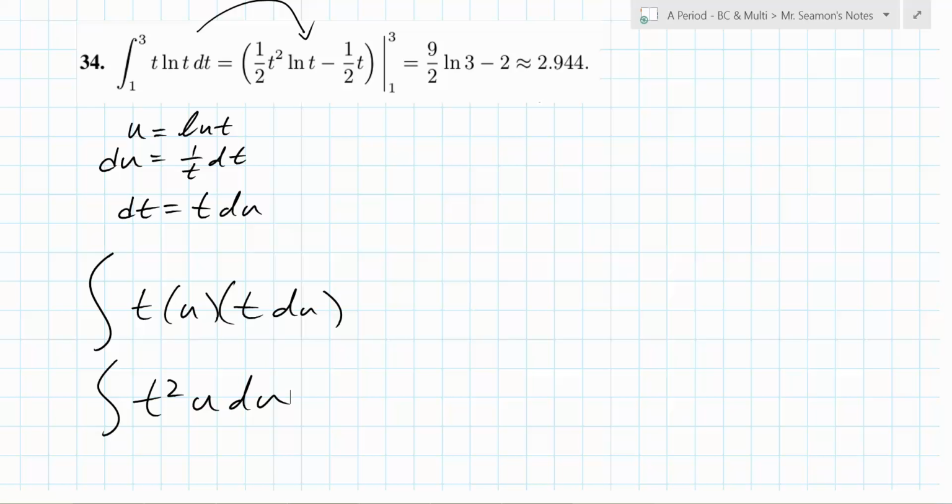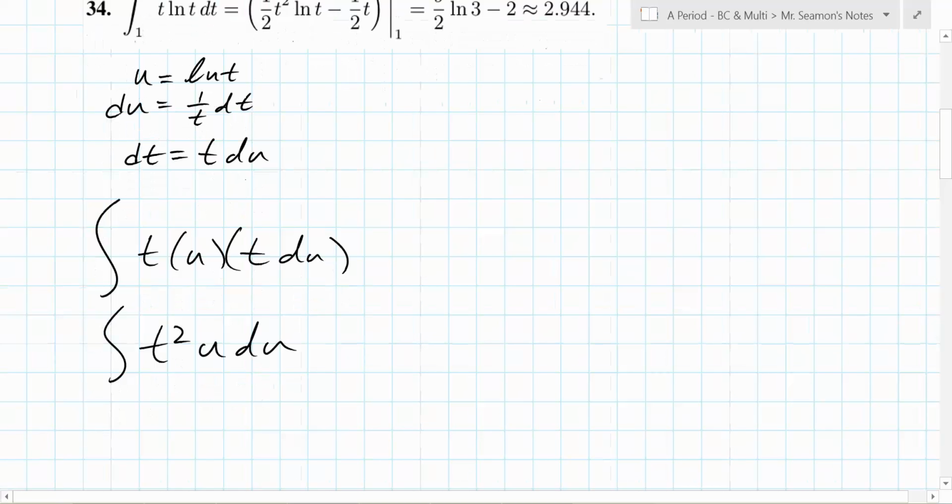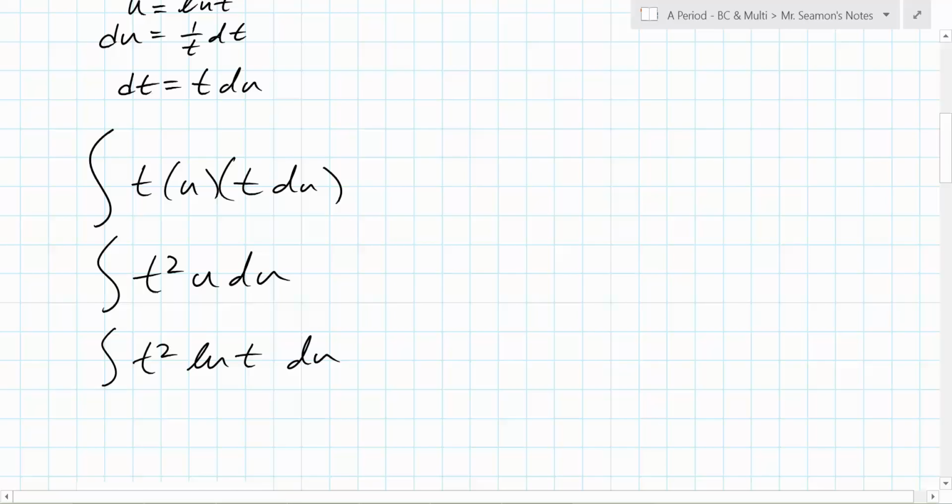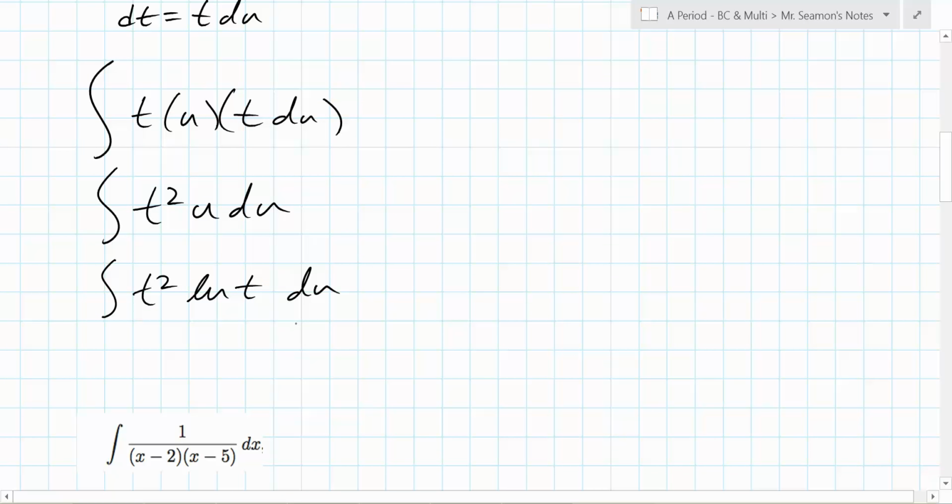right? What's one challenge at this point? What's one problem or one stopping point for us? ln of t for u. So then we get t squared equals ln t du. Okay, now what? Are we at a happy place right now or a sad place? We're a little sad right now because you've done everything correct, but you've come into a dead end.